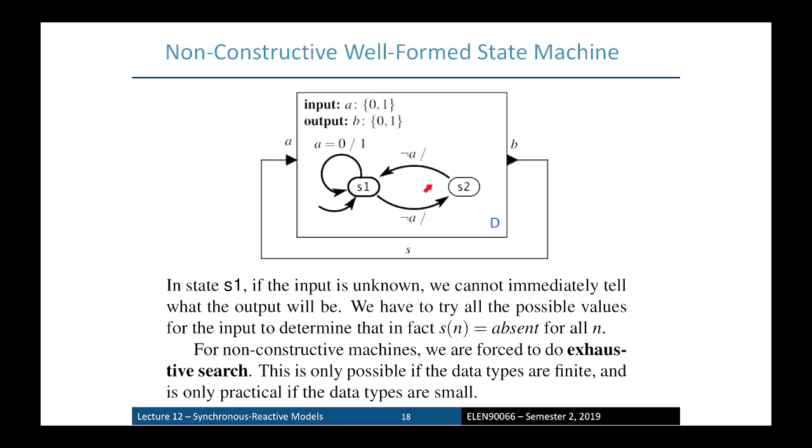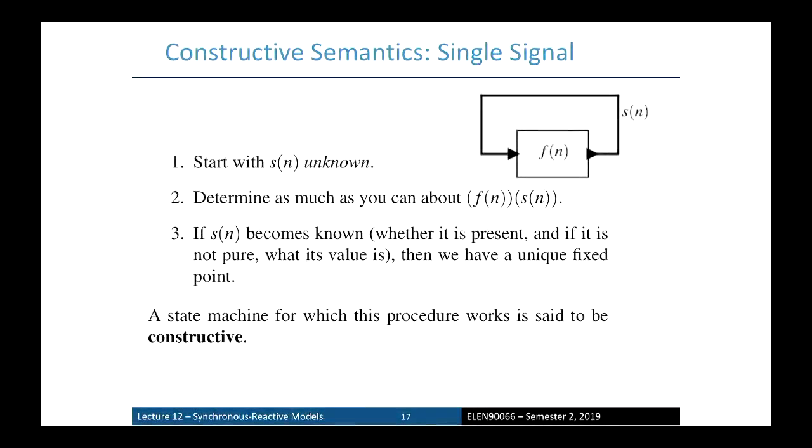So if we've got a two-state machine, it's very simple, the inputs and outputs come from a set of 0 or 1. And if we know nothing about the input here, we can't determine the output. Remember, the whole purpose behind the constructive semantics is that if we don't know what the input is, somehow we can look at the FSM diagram, know what the output is, and that's our input, and we're happy.